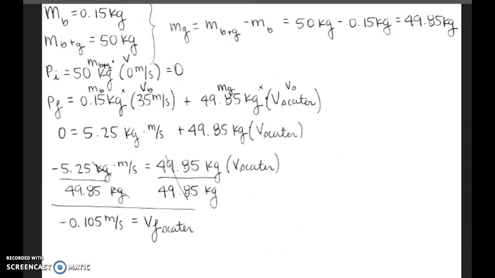So the question tells us that an ice skater throws a ball, and it's asking us: when she throws the ball, what is her momentum backwards? It gives us the information that the mass of the ball is 0.15 kilograms, the mass of the ball plus the girl is 50 kilograms, and that she throws the ball with a velocity of 35 meters per second.